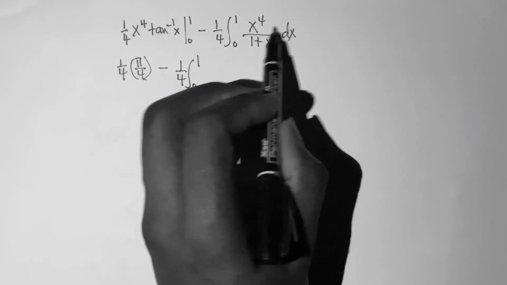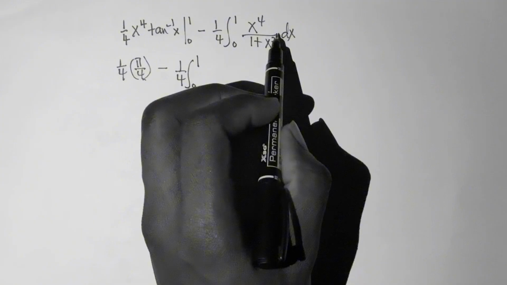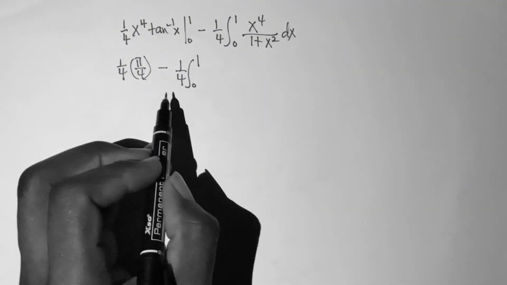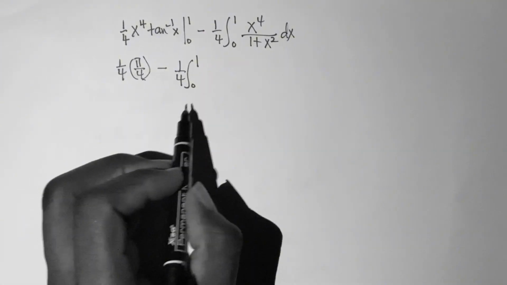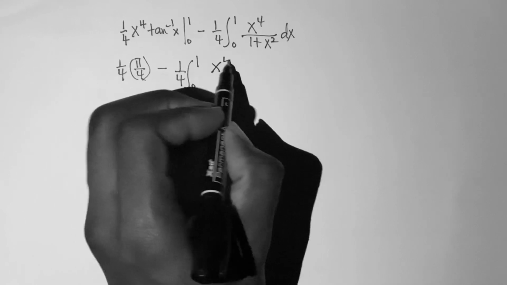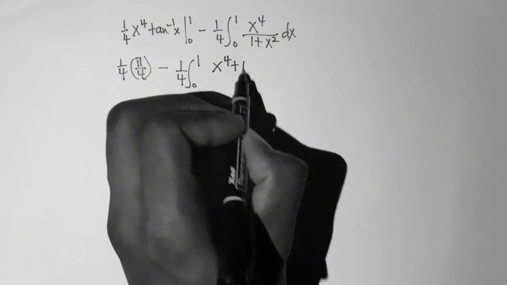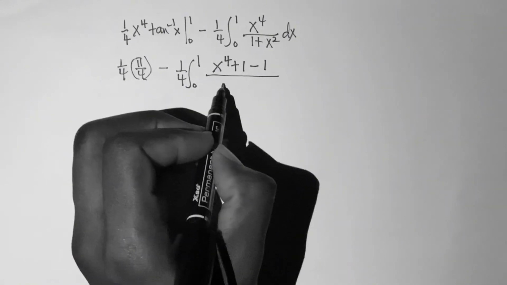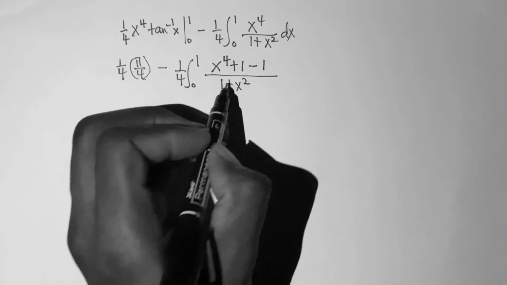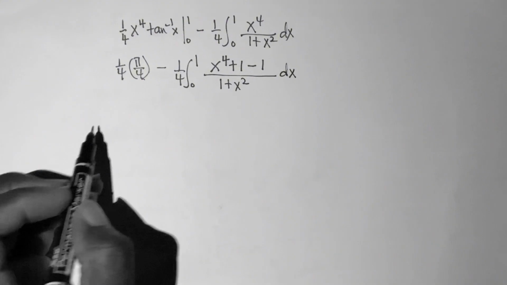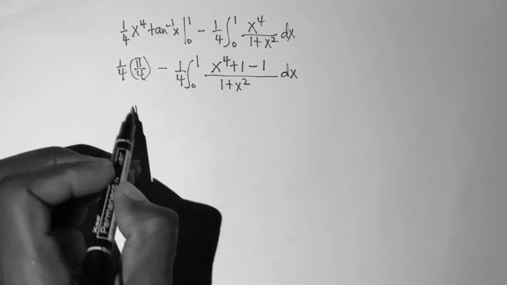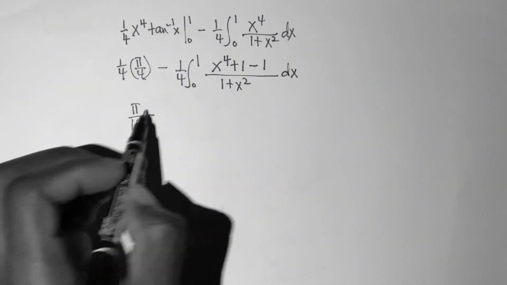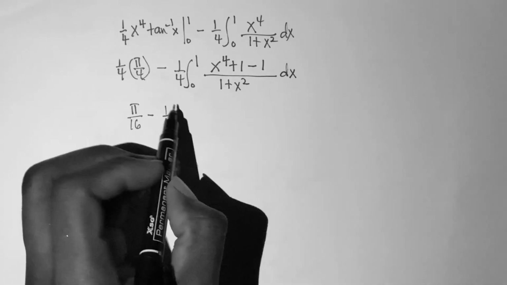Now, I want us to add and subtract 1 on the numerator. Plus 1 minus 1 is 0, so we've done nothing to the function in essence. So this becomes x exponent 4 plus 1, then minus 1, divided by 1 plus x squared dx. So this becomes pi over 16 minus 1 over 4.